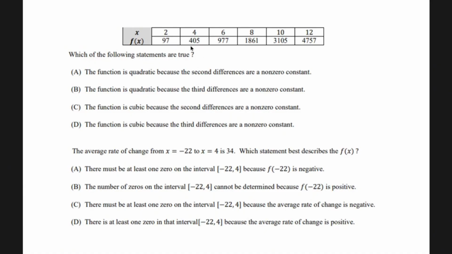All right, to get from 97 to 405, you're going to add 308. From 405 to 977 is 572. Then 884. Then 1244. Then 1652. Oh, the year I was born. All right, well, it's not linear.